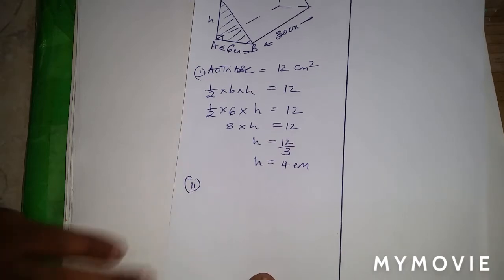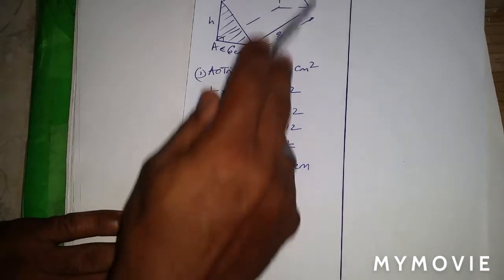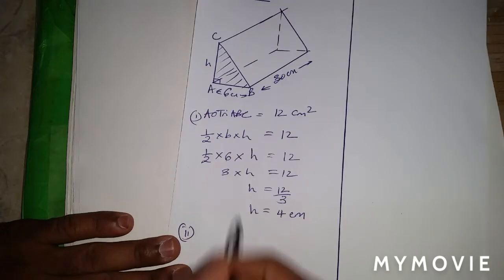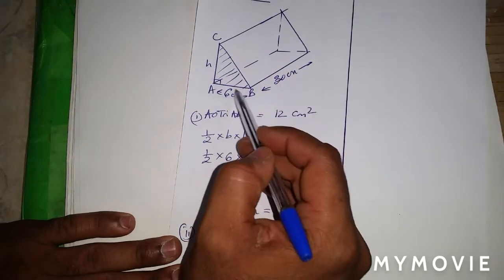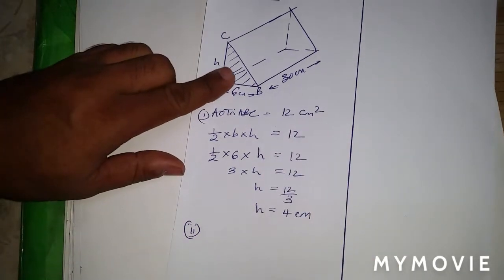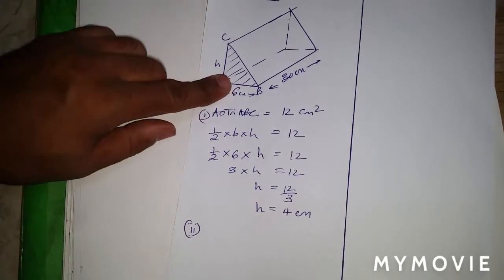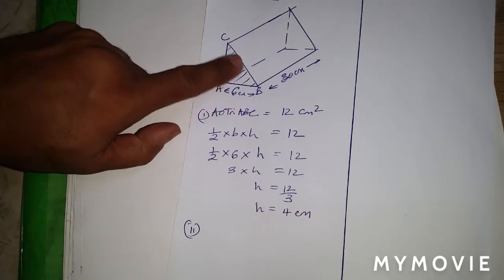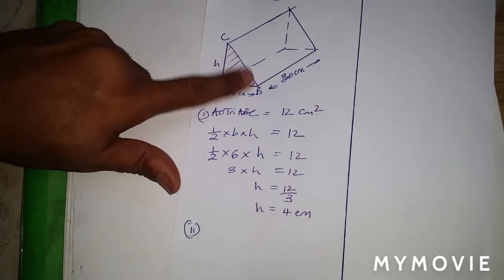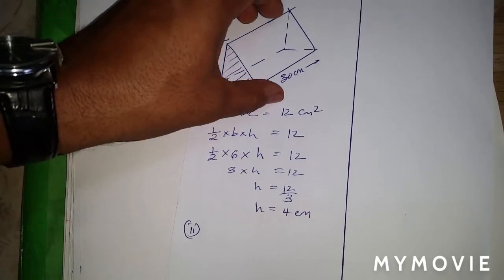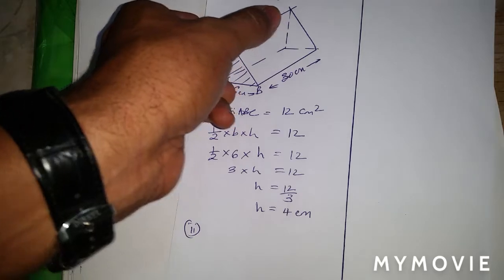Part 2 says calculate the volume. Now this solid here is a prism, right? Even though it's sitting on a rectangle, it's actually a triangular based prism because it's turned the wrong way. The reason why it's a triangular based prism is because the cross-sectional face is a triangle. So it's a triangular based prism. I just turn it this way as opposed to turning it this way.